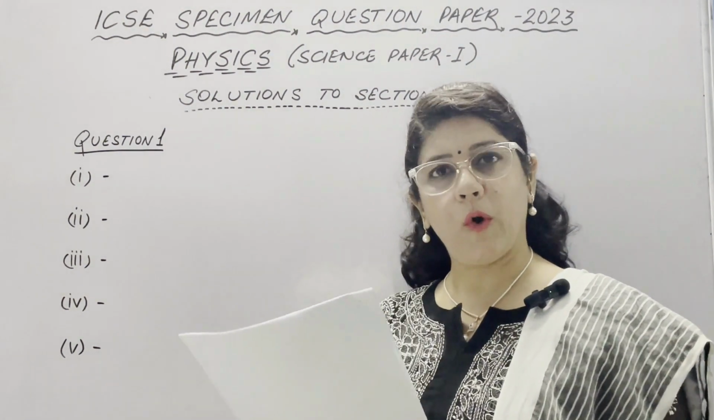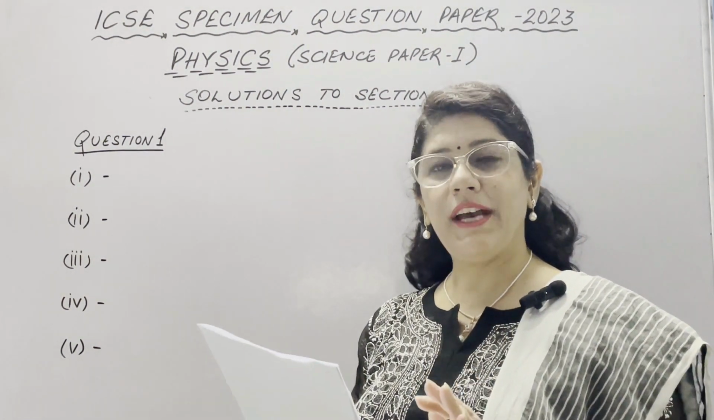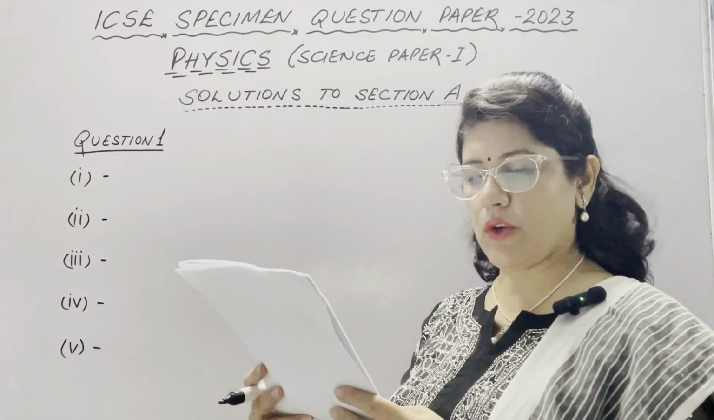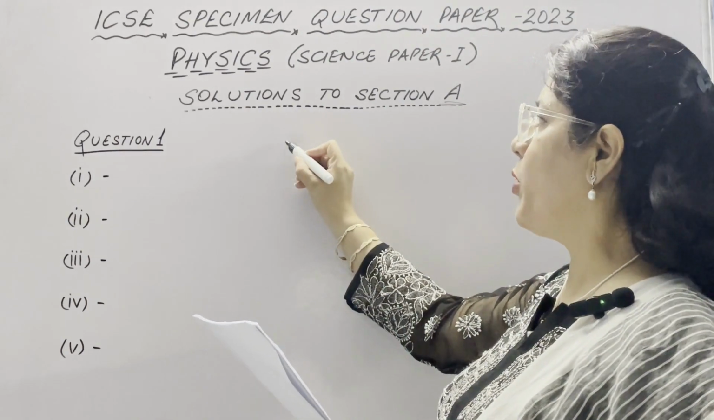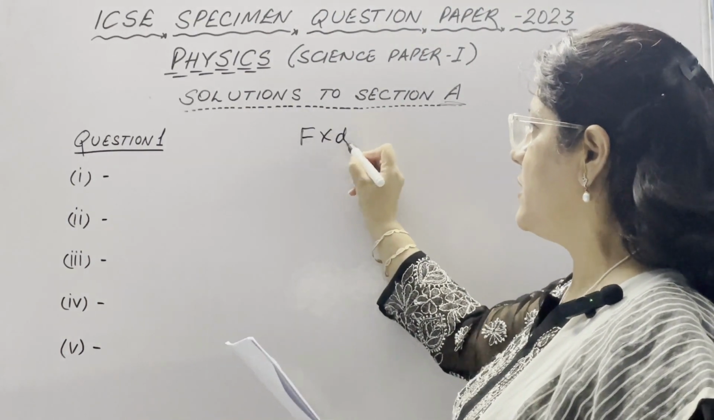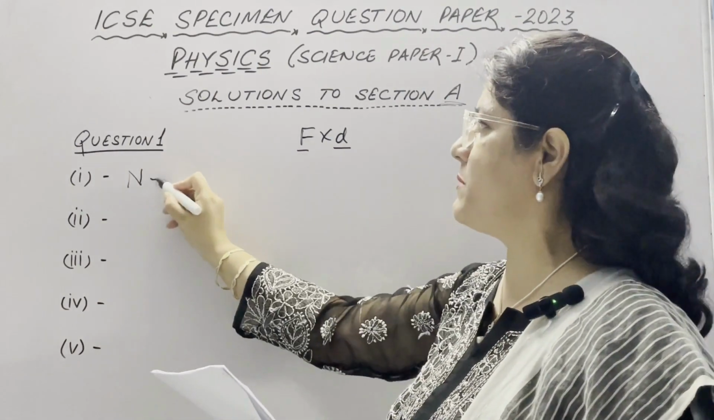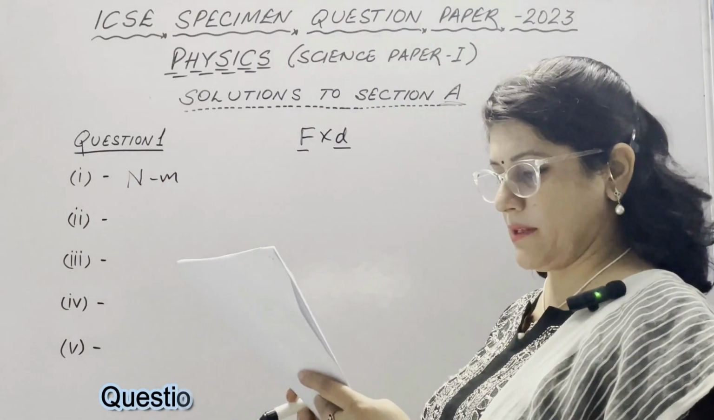First of all, we are going to talk about question number 1, which has 15 multiple choice questions. First question: the SI unit of moment is... We all know moment is equal to F into D. F is force, so the SI unit is Newton. D is distance, the SI unit is meter. So Newton meter is the correct answer.